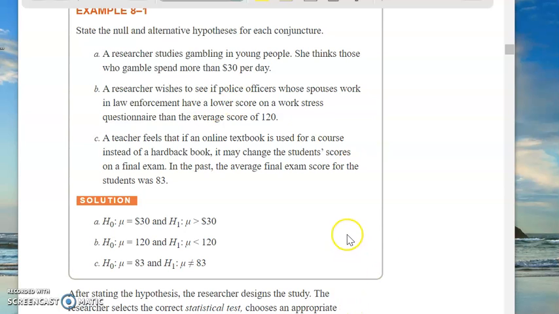Okay, number 2 here is a little closer to what we were talking about before. We're talking about police officers whose spouses work in law enforcement have a lower score on a work stress questionnaire. So in other words, you think, well, if you're a police officer and your spouse is a police officer, your spouse understands what you're going through, so you're going to have less work stress. So the average score of the population might be 120. So the null hypothesis is that mu is equal to 120. Your claim, your alternative hypothesis, your H sub 1 is that no, the mean is less than 120 for this sample that I'm picking. I'm picking these police officers who have a spouse that works in law enforcement.